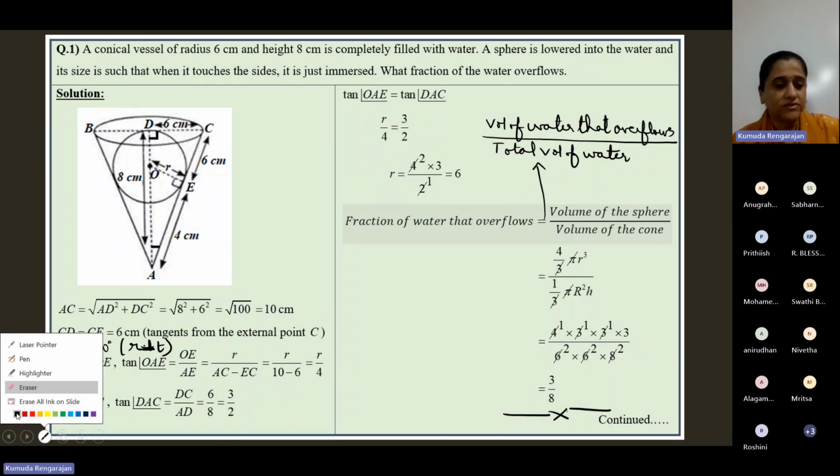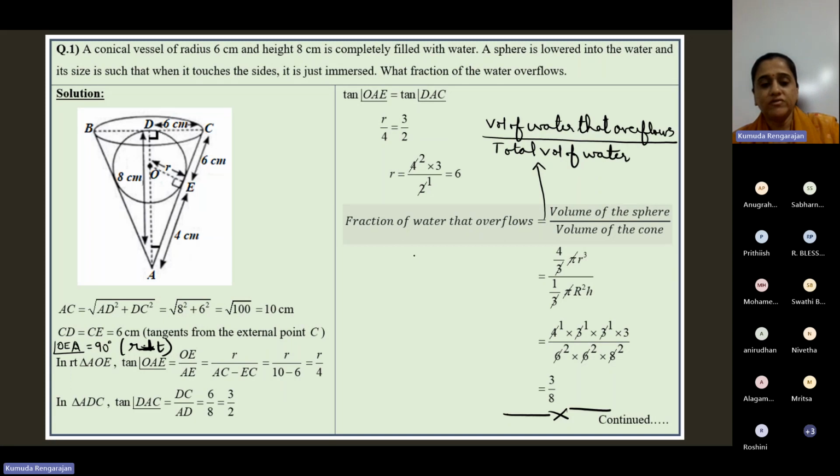Okay. Let's see. So volume of the sphere. Here in the class, somebody has a doubt. So let's see that. So 4 by 3 pi r cubed is correct, divided by 1 by 3 pi r squared h. Right. So 3 are cancelled. Then this pi and pi also get cancelled. So now this 4 I've written here.